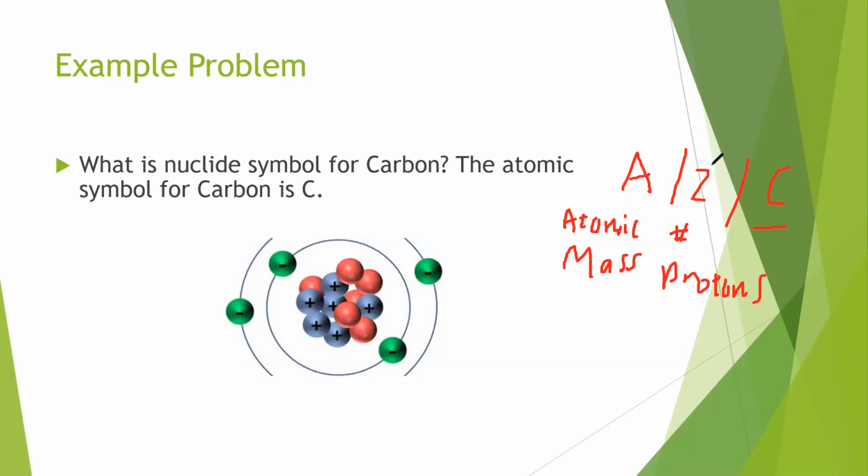So let's start with Z, the symbol. So the symbol is carbon. It's a carbon atom, so we put C. And then now I like to do Z first, which is basically counting the number of protons, which is 6.